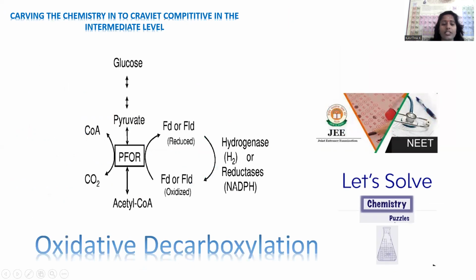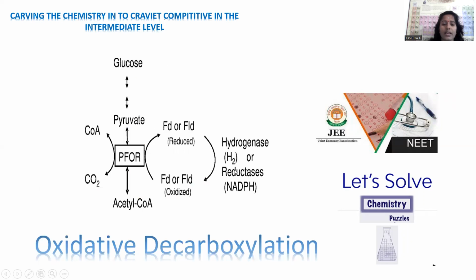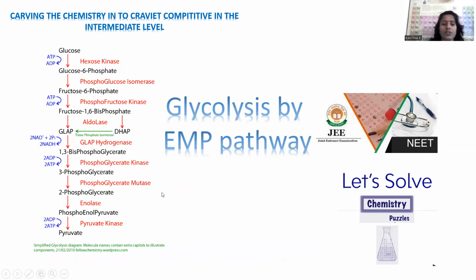Oxidative decarboxylation. Here, oxidative decarboxylation proceeds with a dehydrogenase, right? So what dehydrogenase? Pyruvate dehydrogenase is the enzyme employed here. Oxidative decarboxylation is accompanied by pyruvate dehydrogenase, so A will be mapped with option number 2, right? So from this mechanism, it is very clear. Let's go with the second one, glycolysis.